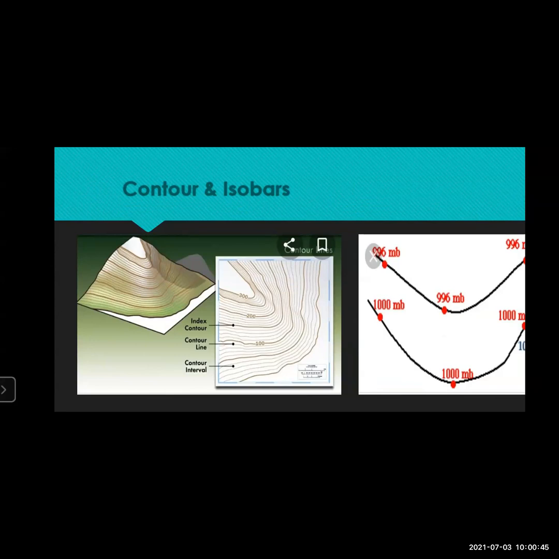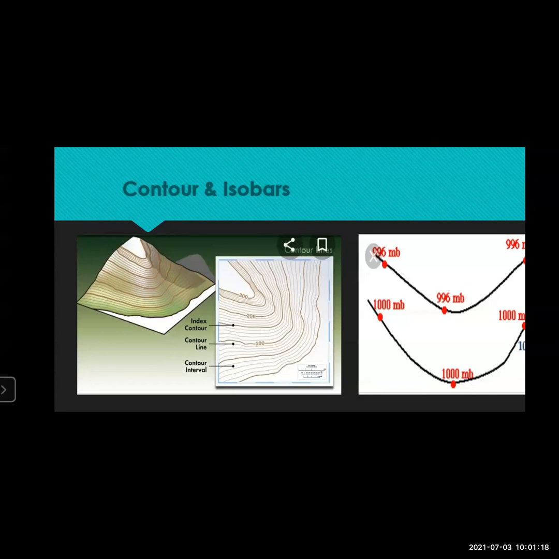Now the contour lines are taken for a little elevated places, a little higher places. In the contour line, you can see the index contour, then contour lines and contour interval. In the same way, you can see the isobars are also there. So this is called as contour line and isobars. In this map, the distribution was shown with the help of the lines showing the equal value.